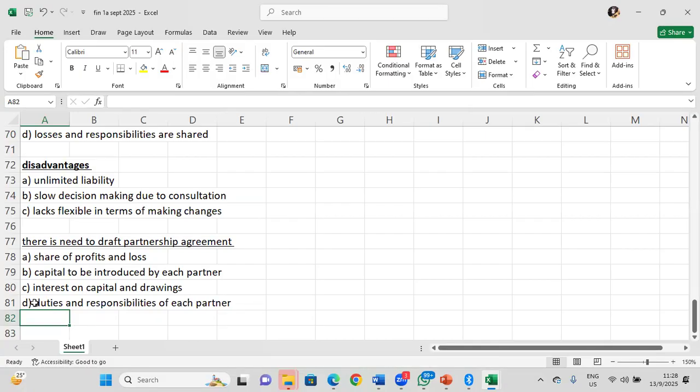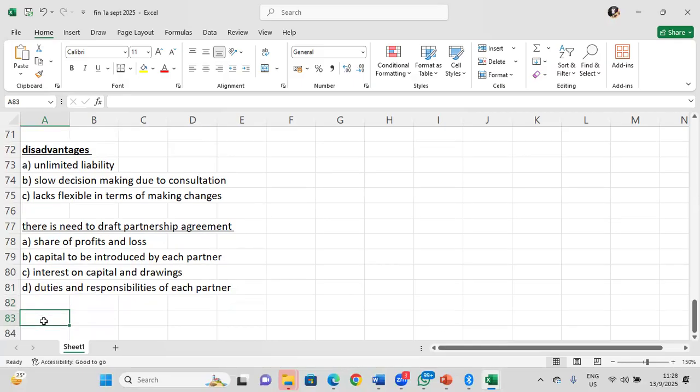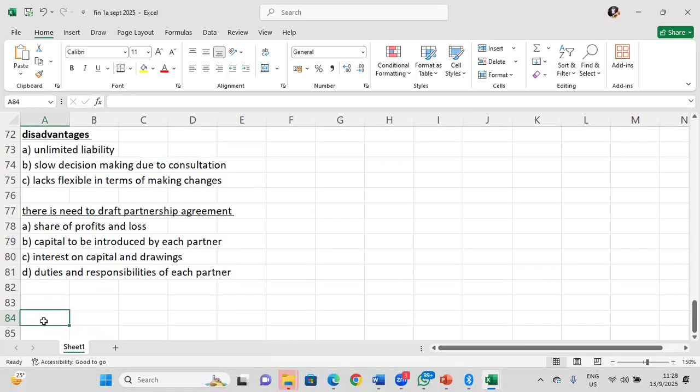So let's proceed. These are some of the things we agree in the partnership agreement: how we're going to share the profits, how we're going to share the losses. Are there any partners that need to be given salaries? All that is agreed in the partnership agreement.